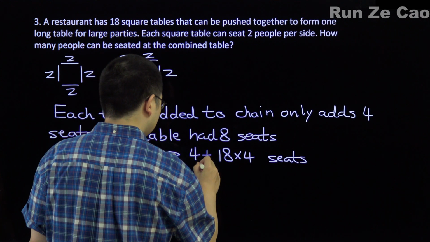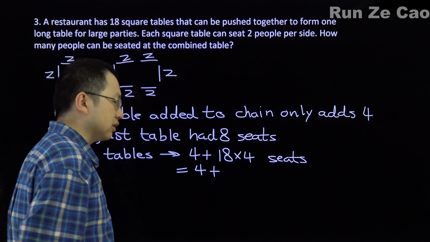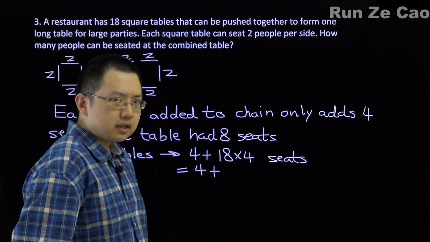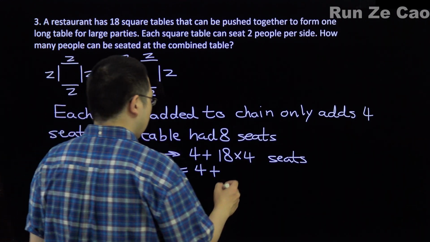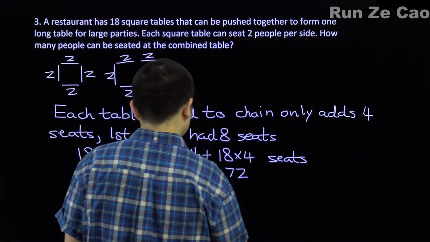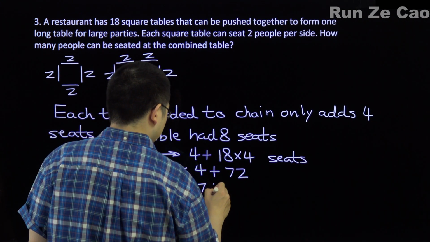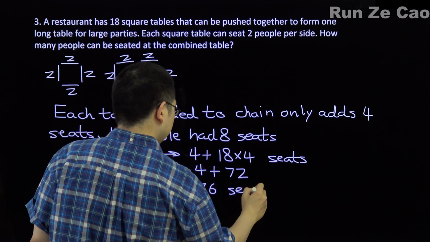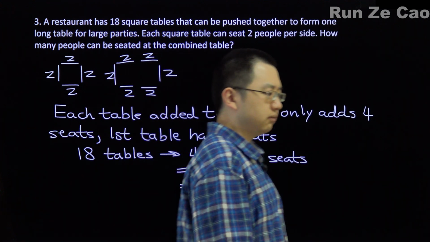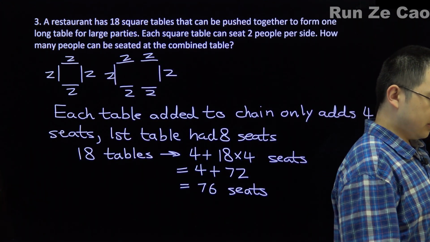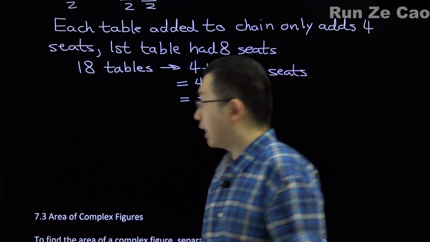But of course, you could also, because 18 times 4 is not actually a hard multiplication. Why? Because 18 to 36 and then to 72 is a very common multiplication when you're, say, drilling for math. So there are 76 seats. And your answer is 76 people can be served at this table.